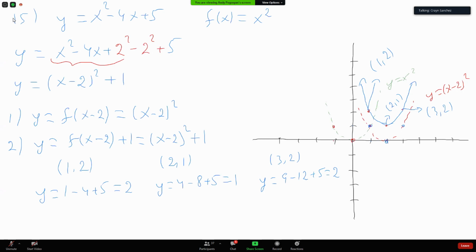Yeah, I have a question. Go ahead. In the beginning, where you wrote x squared minus 4x plus 2 squared minus 2 squared plus 5, where did you get the 2 squared minus 2 squared? So you need to complete the square. When you have a squared plus 2ab, you need to add half of the coefficient, b squared, to write it as (a plus b) squared.